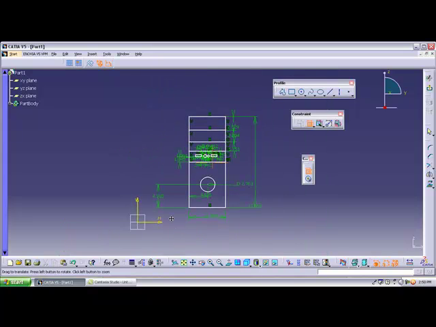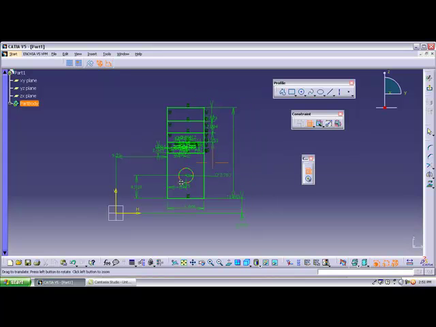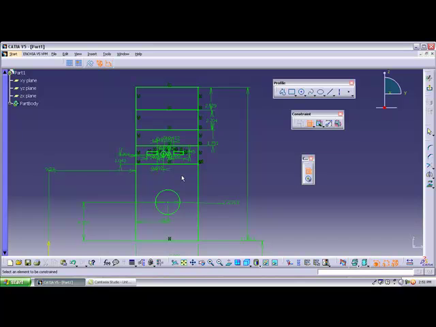After that, the object is not fully constrained. What does it mean? It means the object is somewhere in the plane. So we should give one dimension horizontally and one dimension vertically. Right now the object appears completely in green color. It means that the object is fully constrained. Okay, right now we drew the profile. After that we applied the geometrical and dimensional constraints.